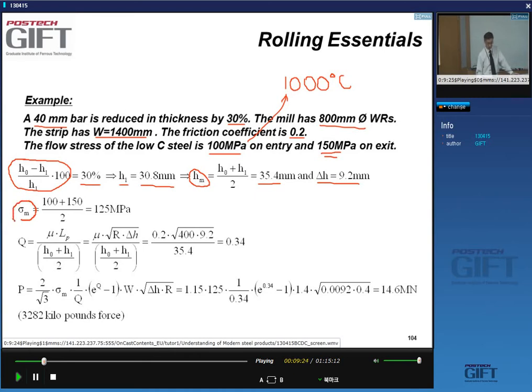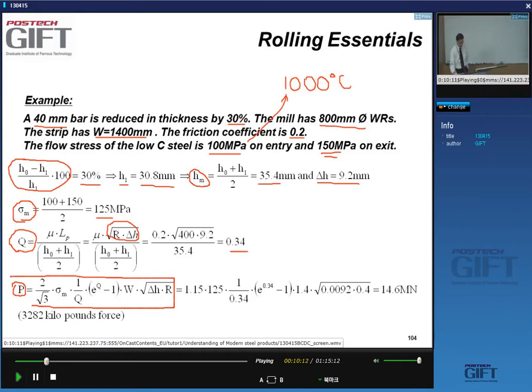What is the mean strength of the material? Well, 100 at entry, 150 at exit, so 125 will be in the neighborhood. Then I calculate my numerical factor Q, friction times contact length divided by the mean thickness. For the contact length, I have to take the square root of radius times thickness difference. So I plug in all these numbers and I find 0.334 for the Q value. This is then very simply plugged into the formula I just showed you for the load P. And it's really straightforward: 14.6 mega newtons.